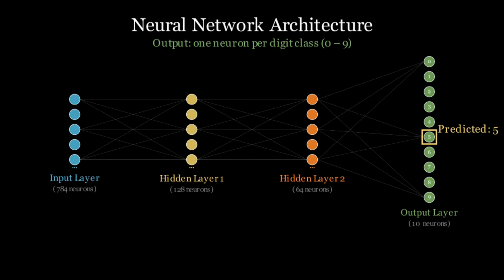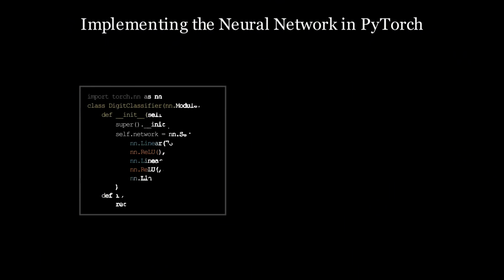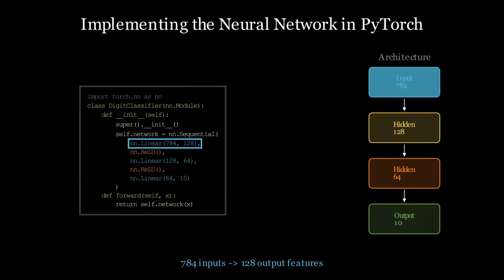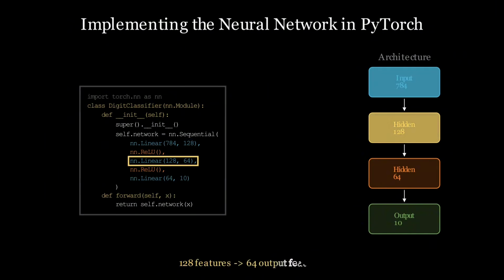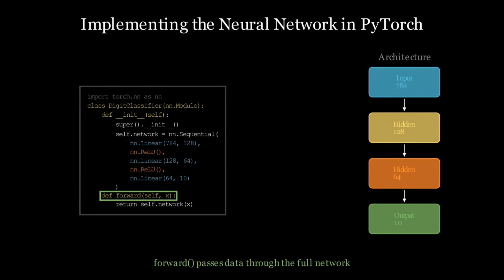Now let's implement this architecture in PyTorch. We create a class that inherits from nn.Module. Inside the constructor, we define the network using nn.Sequential. The first linear layer transforms 784 inputs into 128 features. A ReLU activation function introduces nonlinearity. The second linear layer reduces 128 features to 64. Another ReLU activation is applied. Finally, the output layer produces 10 values corresponding to the 10 digit classes. The forward function defines how data flows through the network during prediction.